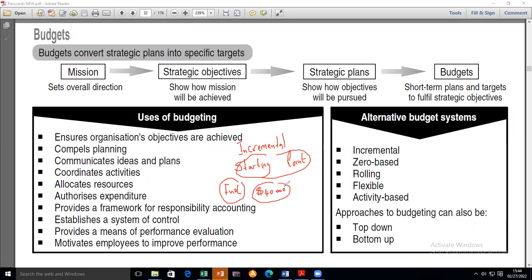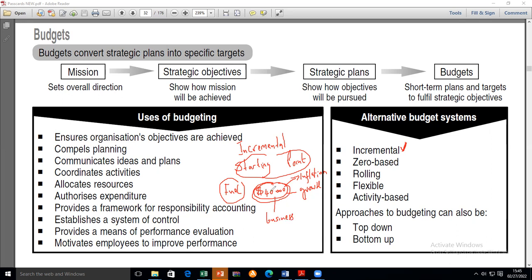So we say, next year, what inflation are we expecting? You add inflation. What growth do you expect in activities? You add the percentage for growth. You have an incremental budget. But what we're saying is, is this really correct? This 40,000, does it reflect fuel which went into business activity? Or maybe there was a huge element of personal usage?